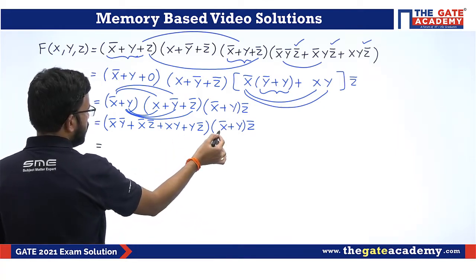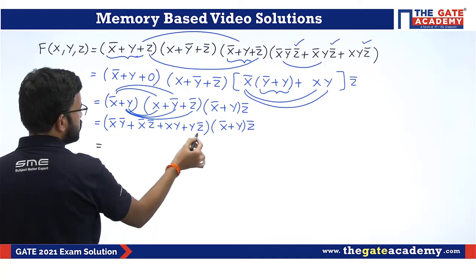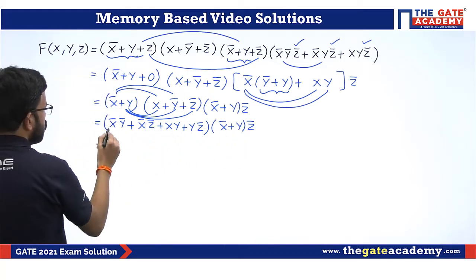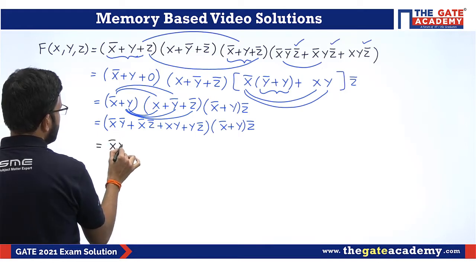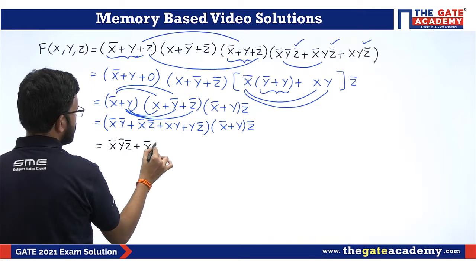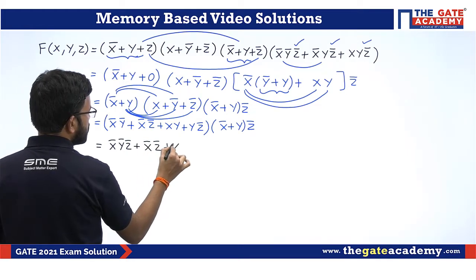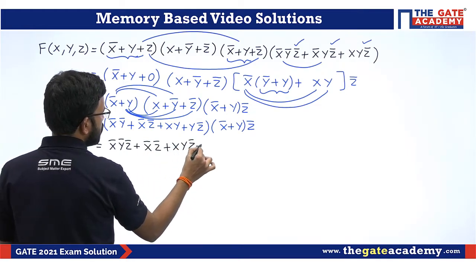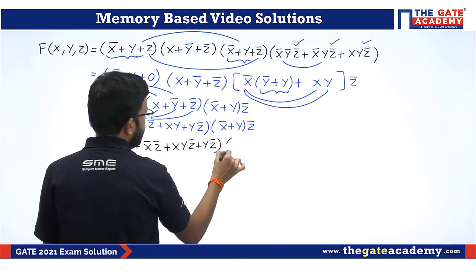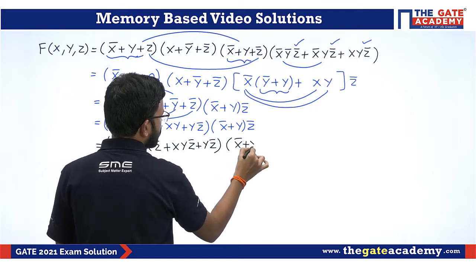Okay, you can multiply z bar with all these 3 terms. Z bar you multiply with all these 3 terms. Okay, so what you will get? X bar, y bar, z bar plus x bar, z bar into z bar, that is x bar, z bar, plus xy into z bar, plus y into z bar. And here you are having x bar plus y.